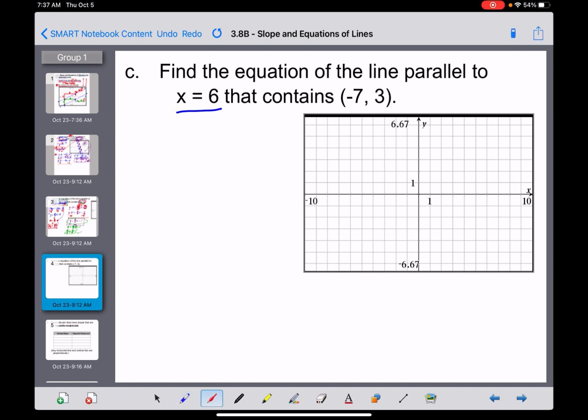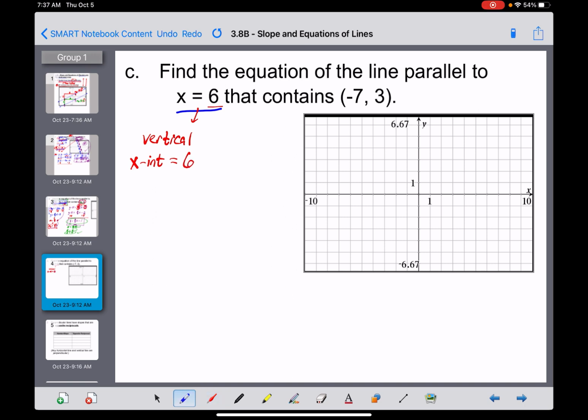So one of the things that we wrote down at the end of our notes in 3.8a is that if you have an equation of the form x equals a constant, this is a vertical line. And this number is called your x-intercept. We called it a, and the x-intercept of this vertical line is 6.